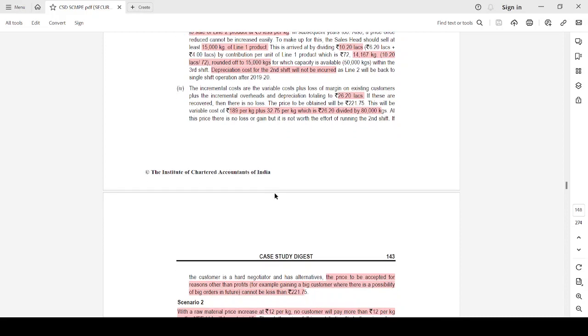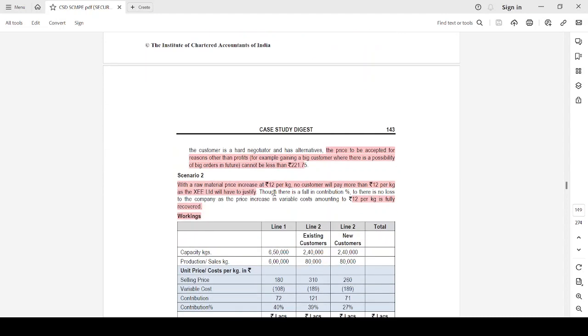Anything below 221.75, if the customer offers it to me for line 2 product, I will not accept. Anything above that, I will accept. The ideal price would be 260, but the customer is asking for 250. But I will convince him, saying that you had to pay 270 earlier, but I'm giving it to you for 260. That's how the bargaining will happen in a real-time scenario.